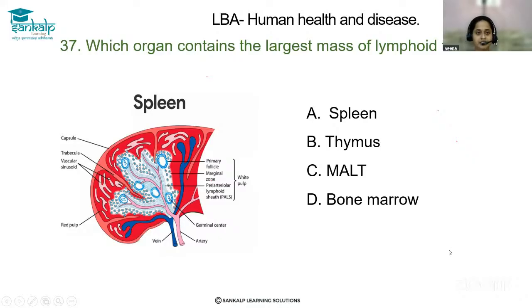Let's solve question 37. Which organ contains the largest mass of lymphoid tissues? So dear student, in the image itself you can observe that it contains many lymphoid tissues. That is a secondary lymphoid organ, the spleen. Even the thymus does not contain the largest mass, and even Mars is not correct. Even bone marrow is not correct. The secondary lymphoid organ, the spleen, is the correct answer. So the correct answer is option A, spleen.